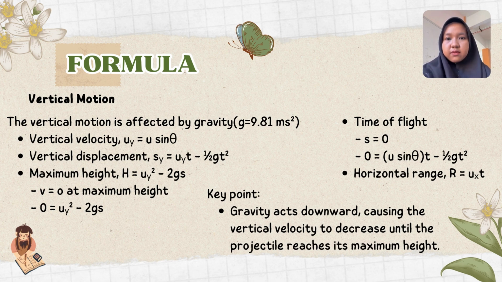Next is the time of flight. The time of flight is t equals 2u sin theta over g. This represents the total time the projectile stays in the air before returning to the same level from which it was launched. Finally, the horizontal range is calculated using r equals u squared sin 2 theta over g. The horizontal range is the total horizontal distance traveled by the projectile before it lands.